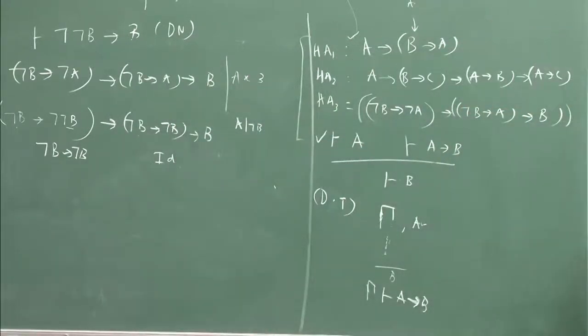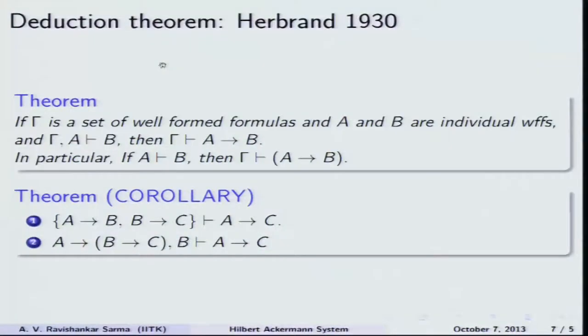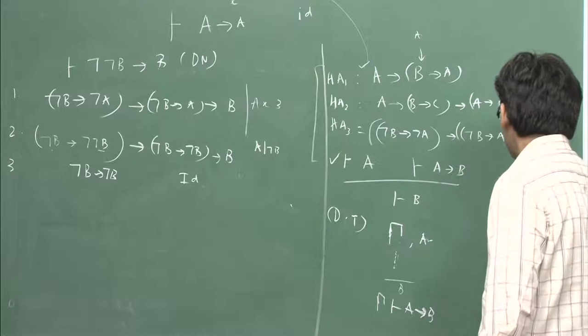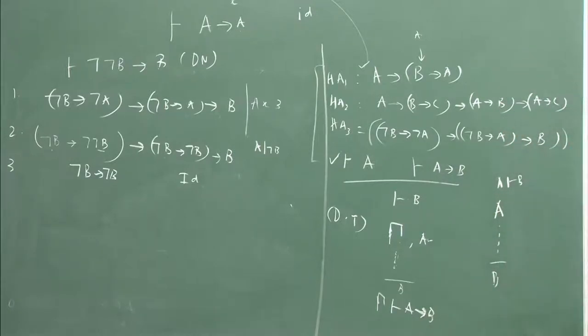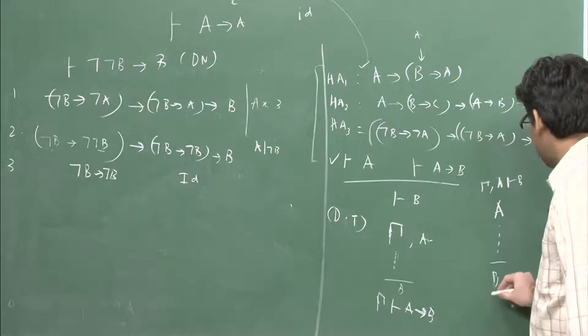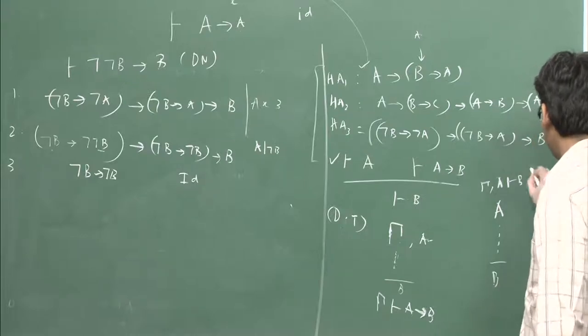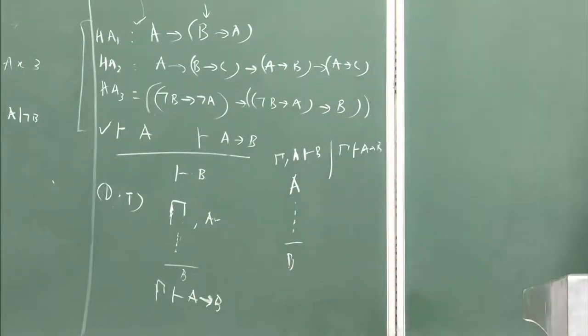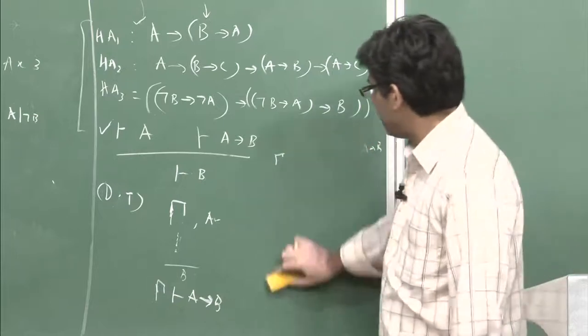So that means if from a given set of formulas gamma and taking an assumption A, you deduce B, then you are said to have deduced A implies B from the given set of formulas gamma. You write it in this way, gamma is already there, and then you say gamma derives A implies B. This is the same thing which we have said already. So this is what is considered to be the deduction theorem.